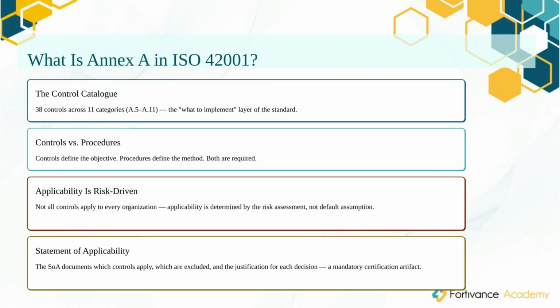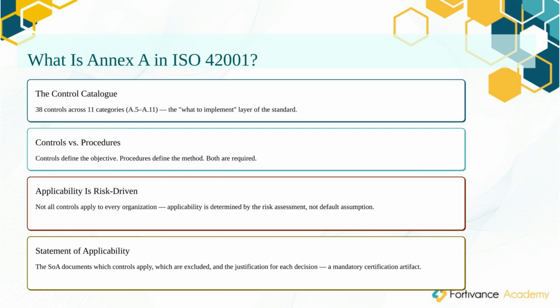Annex A is normative, meaning it is a required part of the standard, not optional guidance. It contains 38 controls organized into 7 categories: AI policy, organizational controls, human resources controls, AI system lifecycle controls, supply chain controls, operations controls, and access controls.